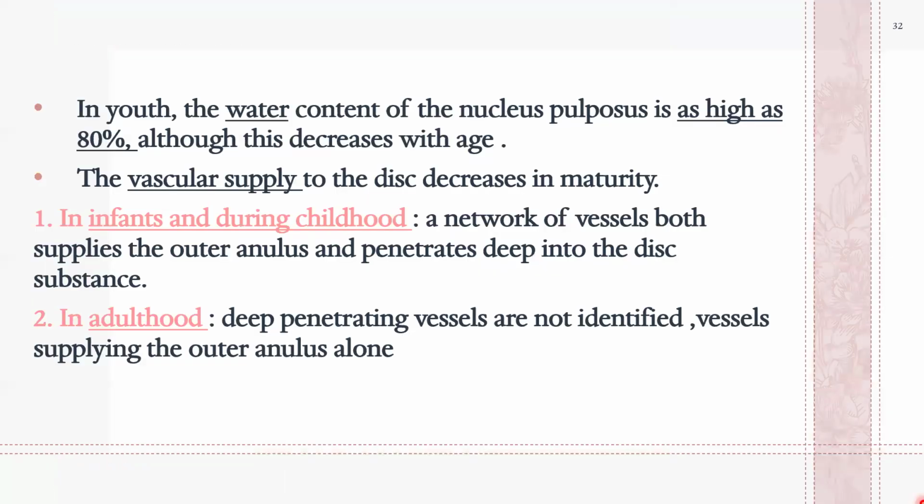The water content of the nucleus pulposus in youth is as high as 80%, although this decreases with age. The vascular supply to the disc decreases in maturity. In infants and during childhood, they have a network of vessels that both supply the outer annulus and penetrate deep into the disc substance, while in adulthood, deep penetrating vessels are not identified, only vessels supplying the outer annulus alone.